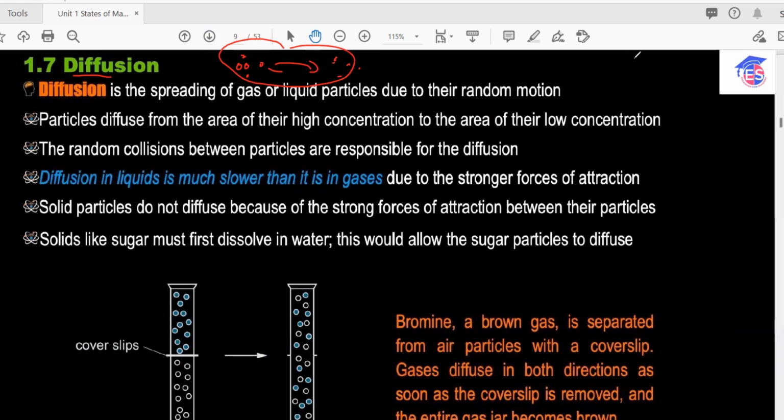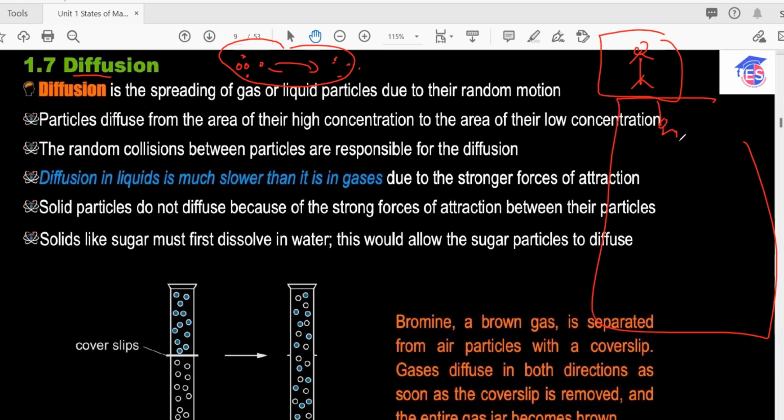For example, you are using a perfume and you enter a room. Let's say this is the room, and you just enter from here. After some time, a person who is sitting here, even though you are standing here, can smell the perfume. Why? Because the particles of the perfume mix with the air particles and move here. So the mixing of perfume particles with the air particles is known as diffusion.